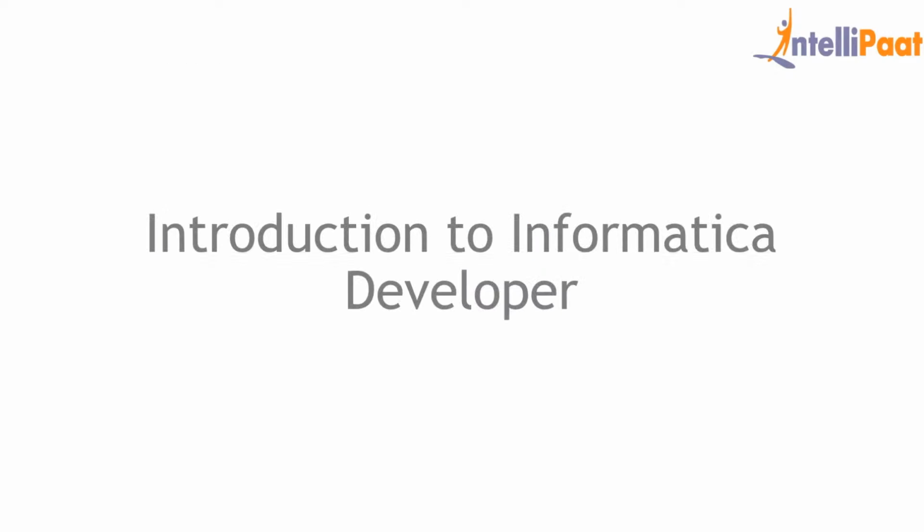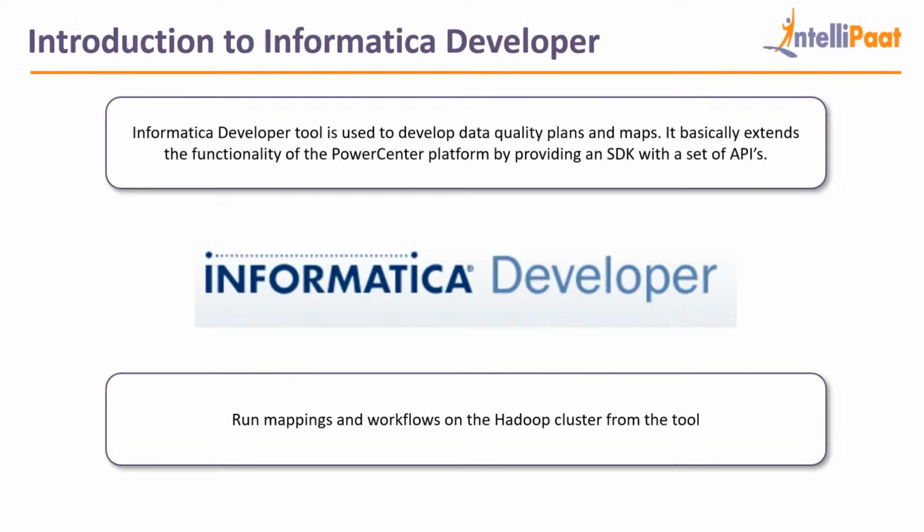So let's start off with it. First, we'll look at the introduction to Informatica Developer. Informatica Developer is used to develop data quality plans and maps. Its basic purpose is to create data quality plans, that is, getting data from a particular source or input and using various transformations and functions to make the data available. That data should be transformed enough that you can analyze it and decide what to do further.